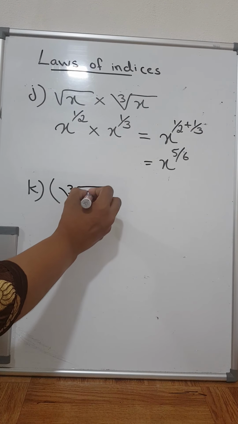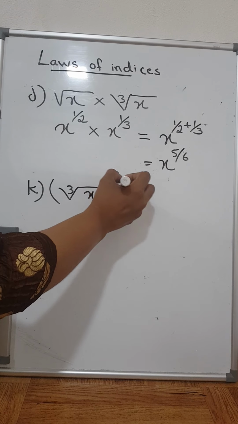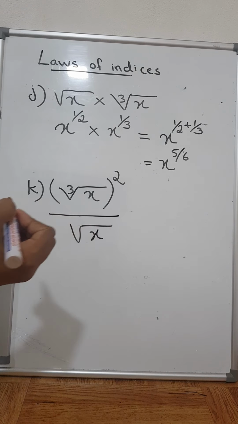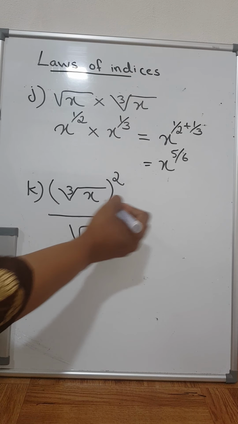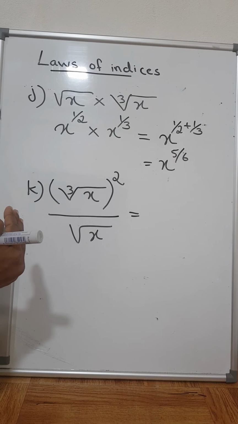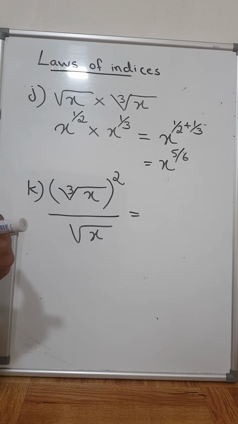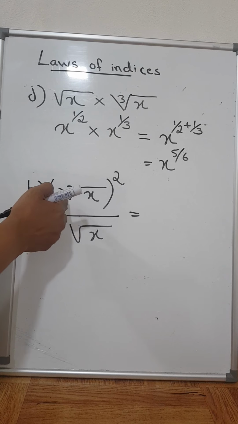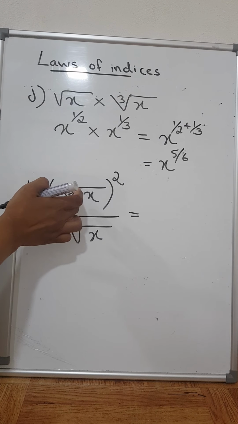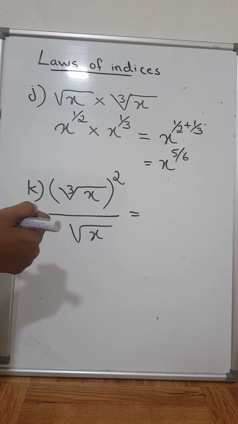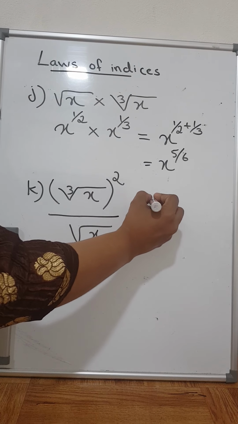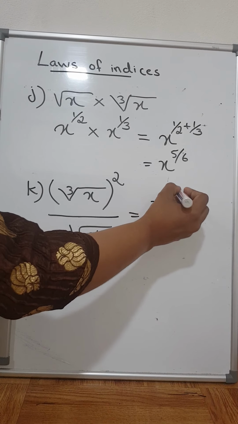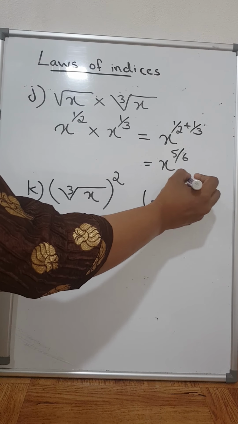Cube root of x, the whole square, divided by square root of x. You don't need to wait for me. You can try by yourself and check the answer. What do we need to do first? First we need to write this cube root of x in the form of an index. So we can represent it as x to the power 1 by 3. So x to the power 1 by 3 to the power 2.